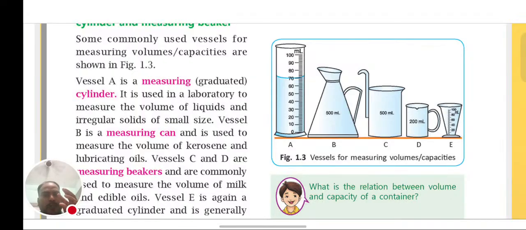Suppose we have a small stone piece. With the help of thread, we will tie that small piece and immerse it in the water. We will write the initial level of water, and then the final level of water. Then we will subtract initial from final, and we will get the volume of the object. Yes or not?